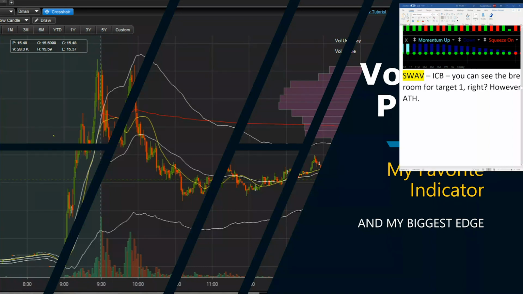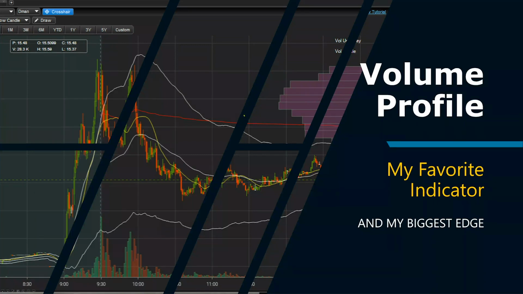All right, so this is my biggest edge, and when I say it's my biggest edge, it's what I use the most. And every single one of my edges includes volume profile, including the squeeze plays. John Carter's TTM squeeze plays are combined with volume profile.